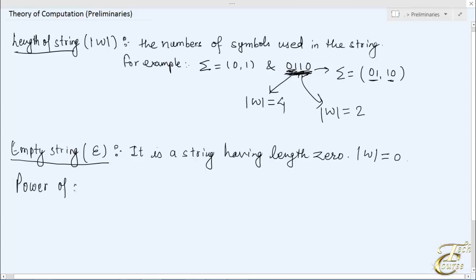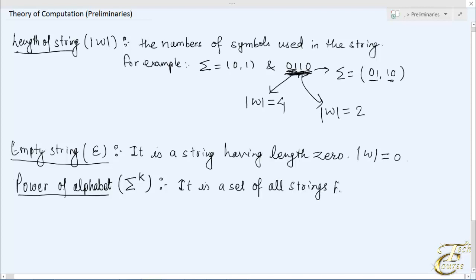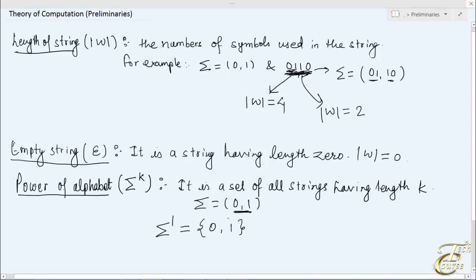Next, power of alphabet, denoted by sigma power k. It is the set of all strings having length k. For example, if sigma equals {0, 1}, and if we have to calculate sigma power 1, then it denotes the set of all strings composed from 0 and 1 and having length 1. So sigma power 1 equals {0, 1}, since these are the only two strings that have length 1 and are composed of either 0 or 1.